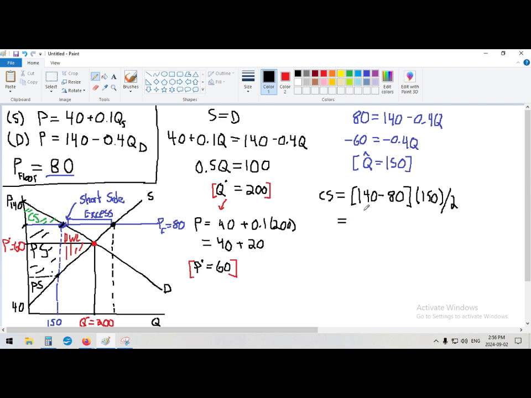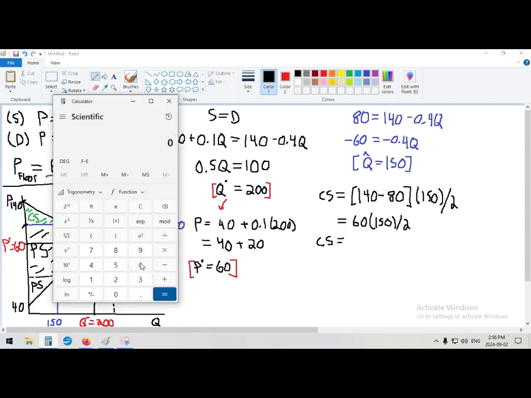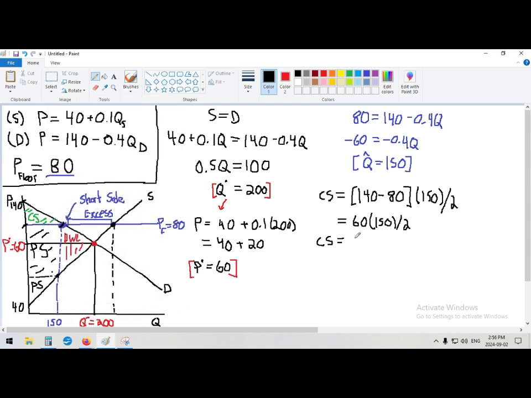And then divide by 2 because we have a right angle triangle here. So let's see, what do we get? So we get 60 times 150 divided by 2. So let's see here, 60 times 150 divided by 2. So that's 4,500. So that's going to be that consumer surplus area there.